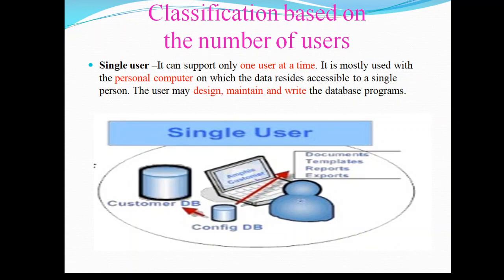So what is a single user DBMS? In this DBMS, it allows only one user to access the data at a time. It is mostly used with the personal computer. Why? Because the data is accessible to a single person. That means the data is going to be residing in the same computer, and accessing of the data is also done in that same computer.